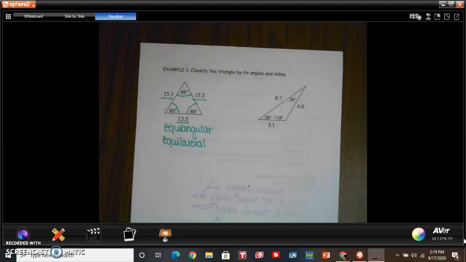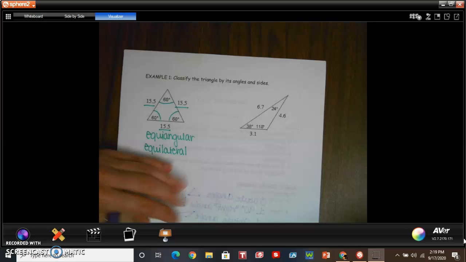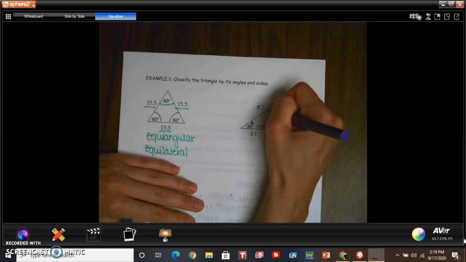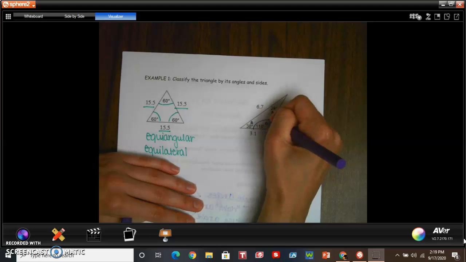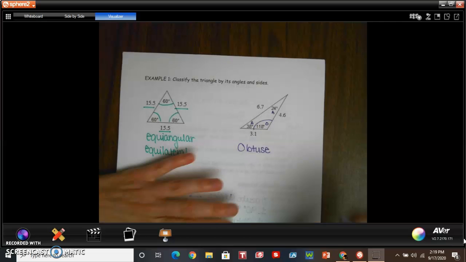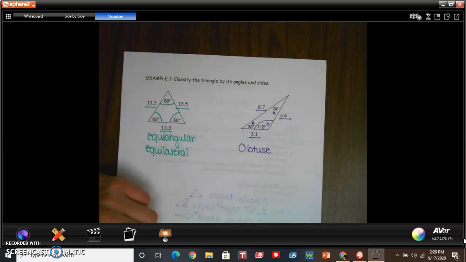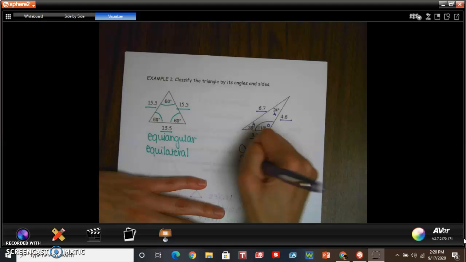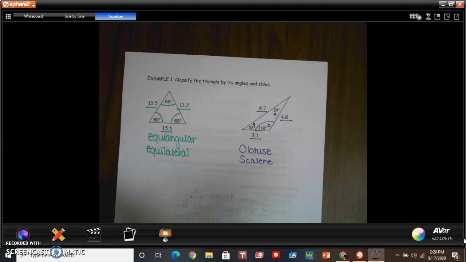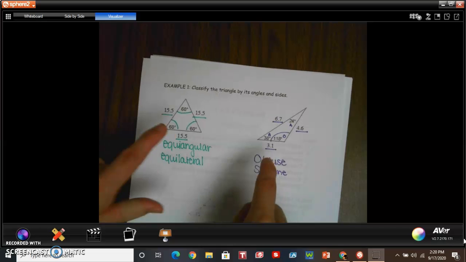Okay, let's look at our next one. We have our angles: a 38, a 24, and a 118. So we have acute angles and one obtuse angle, which means this is an obtuse triangle. All right, let's check our sides. We have 3.1, 4.6, 6.7. None of those are the same. So when none of the sides are the same, it is scalene. That's how you'll do goal number 1 on your Google form. You're going to classify by angles and sides. Remember, these are exact examples from the homework. All right, so you have 2 answers already.